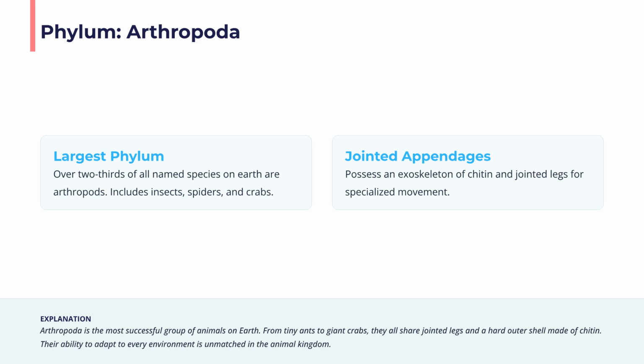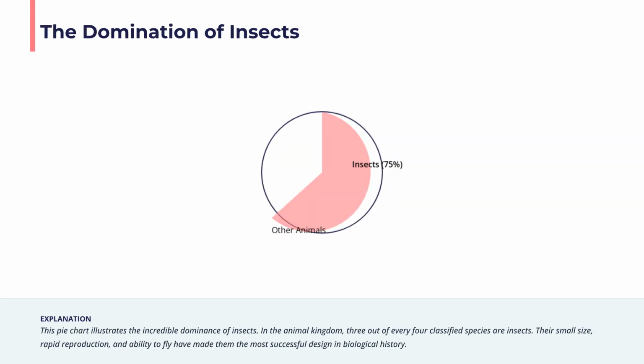Arthropoda is the largest and most successful phylum. They share jointed legs and a hard outer shell of chitin. Over 2/3 of all named species on Earth are arthropods. This pie chart illustrates the dominance of insects.